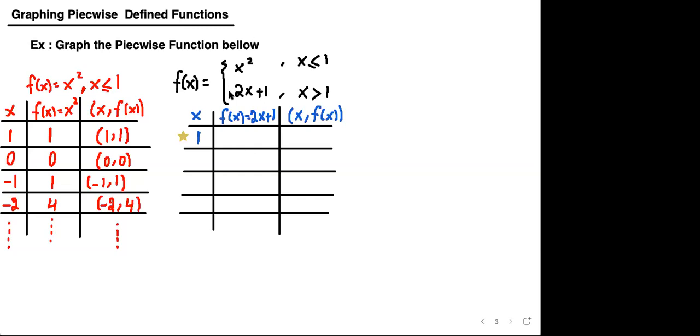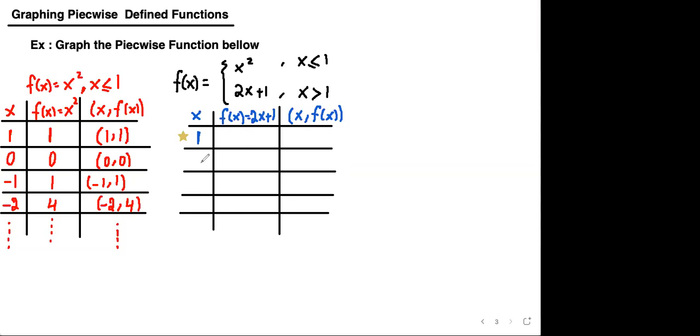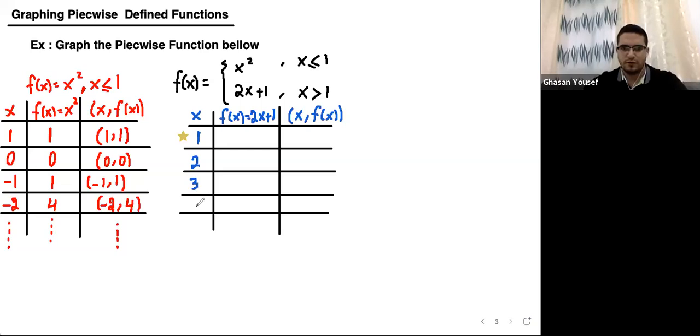Yes, I'm going to calculate it, but I'm not going to include it inside the domain. So it will be an open circle. I'm going to show you when I graph this one. I have to start from the point 1, but not include it, but I have to get the value for 1. Now, give me a point greater than 1. 2, 3, 4, and so on.